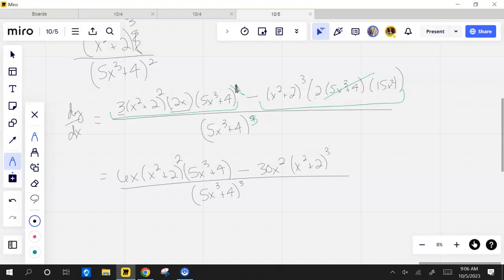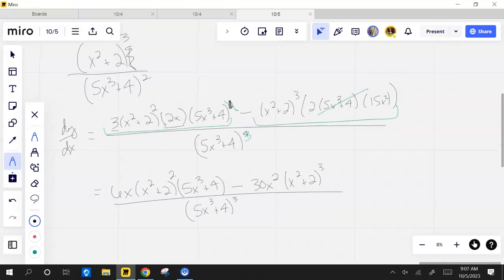I could multiply out that top and then bring it back down, but I don't see any point in that. What'd you say? Which one did you say? Somebody said 1.